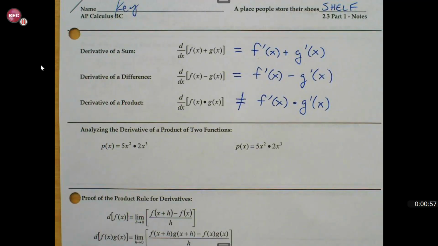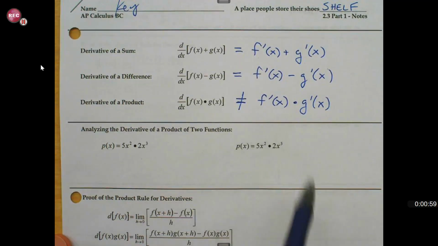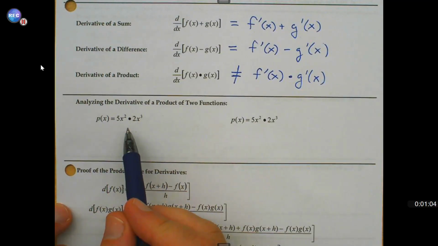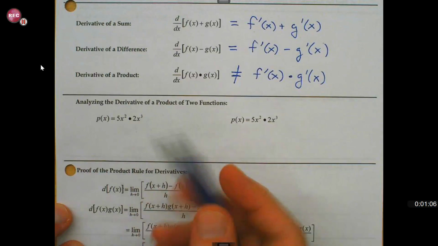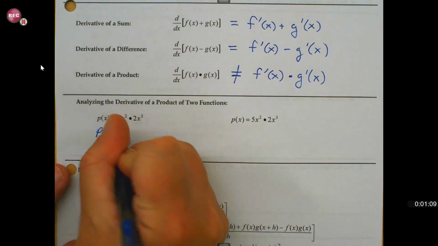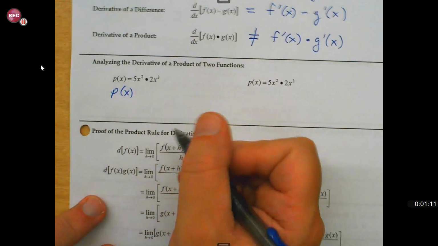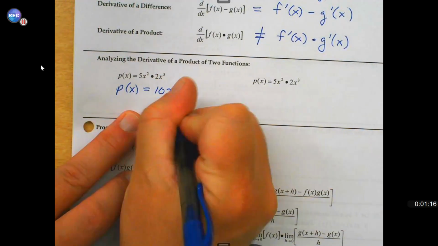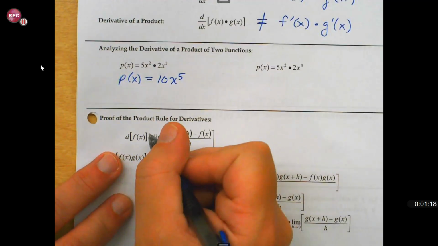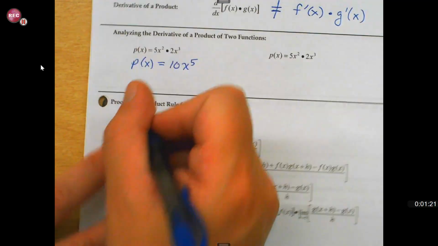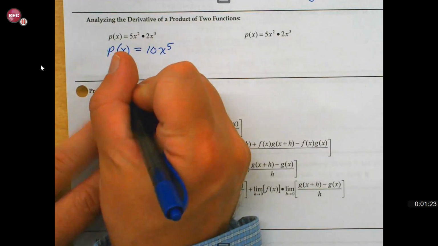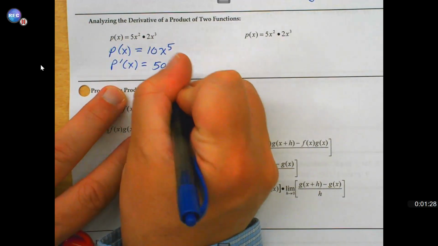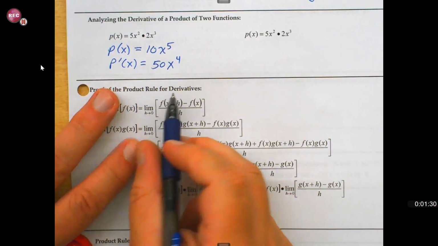Okay, so I'm going to quickly show you why this is not a true statement. So imagine we had a function p of x defined by 5x squared times 2x cubed. Now we can rewrite this function by just multiplying the two terms together first. So that would give us 10x to the fifth. And now that we rewrote it, we could easily use our power rule to say what p prime of x is. So p prime of x would just be 50x to the fourth. We know that is correct.